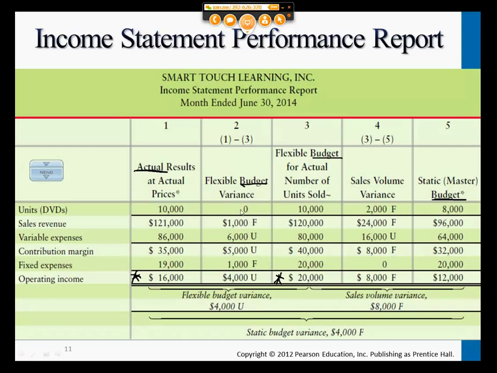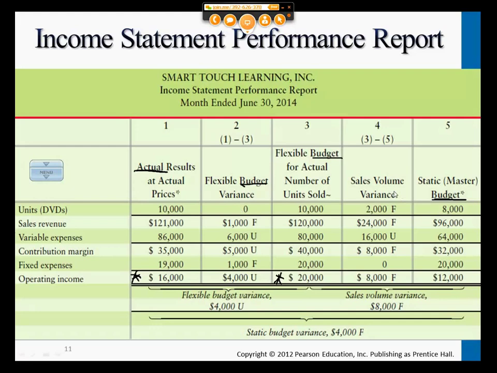Why is it favorable? Because your actual is greater than your flexible budget number, right? So your sales revenue is greater for actual numbers. Now putting together the F or U, you need to understand, is it really favorable or is it not, right? So expenses, here you go. I have an actual number greater than the flexible. Should I say it's favorable? No, it's an expense. So I'm putting it unfavorable, right?